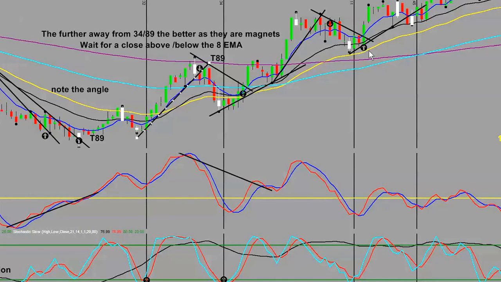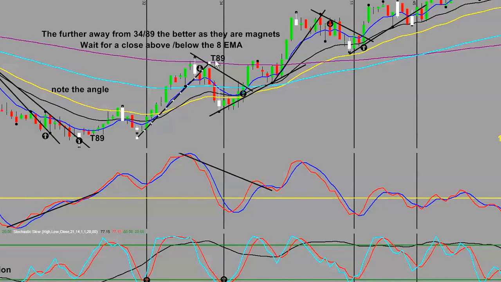Now please remember that the 34 or the 89 is virtually a self-fulfilling prophecy, because so many thousands of traders around the world use these moving averages for their trading. So for these counter trend trades, the further away from the 34 and 89, the better they are, as the 34 and 89 are magnets.